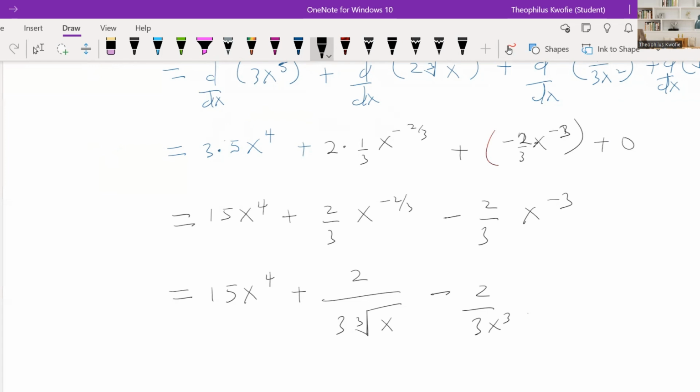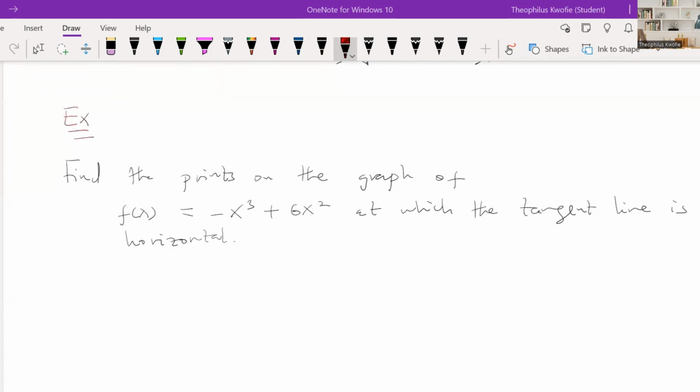Okay, so at this point, I would also want us to look at another interesting point that we don't want to miss. So I want us to look at a very interesting question, which is: find the points on the graph of the function minus x to the power 3 plus x to the power 2 at which the tangent line is horizontal. Okay, at which the tangent line is horizontal. So I want us to take note.